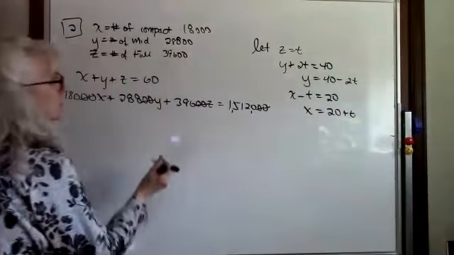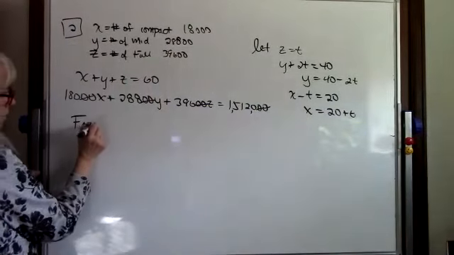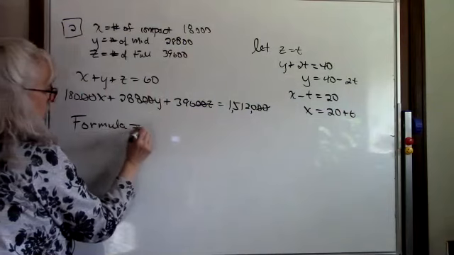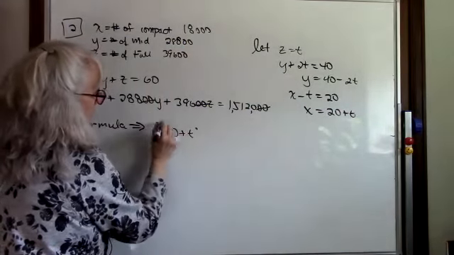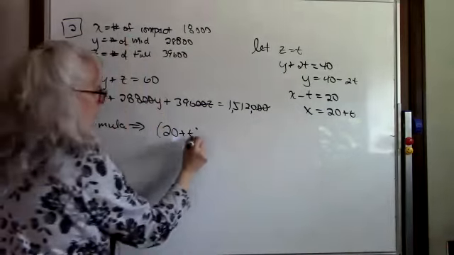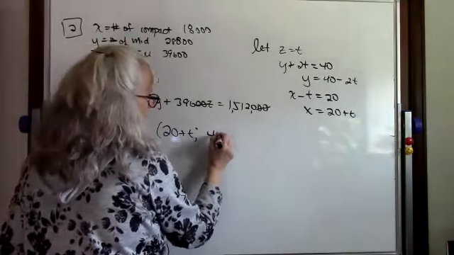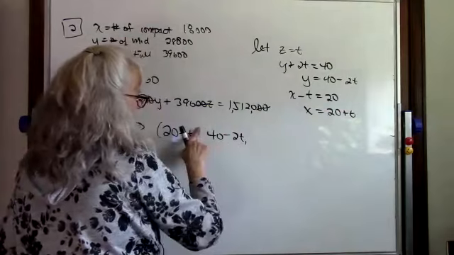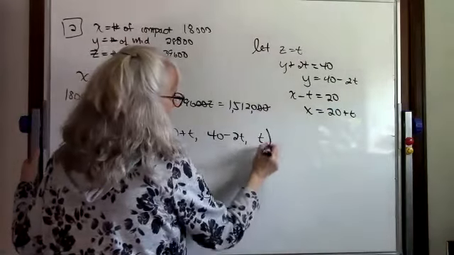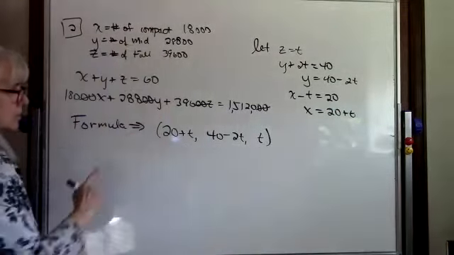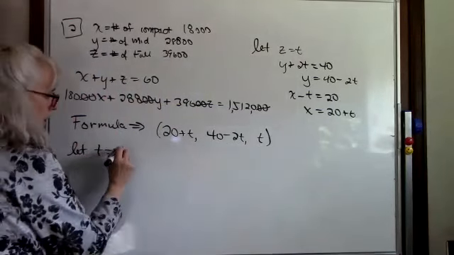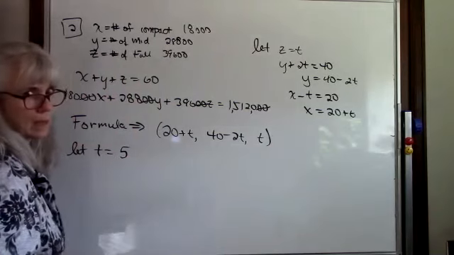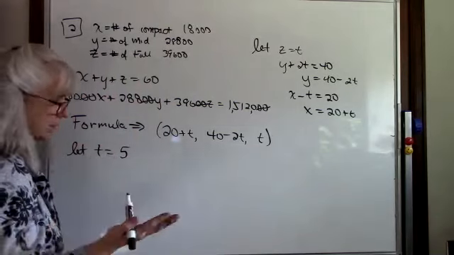So our formula would be 20 plus T, and that would be for the compact cars. We're going to use 40 minus 2T for the mid-size cars, and we're going to use T for the full-size cars. So there's our formula. What if we come in and let T equal 5? I am randomly picking that number. It has no meaning other than I just randomly picked it.